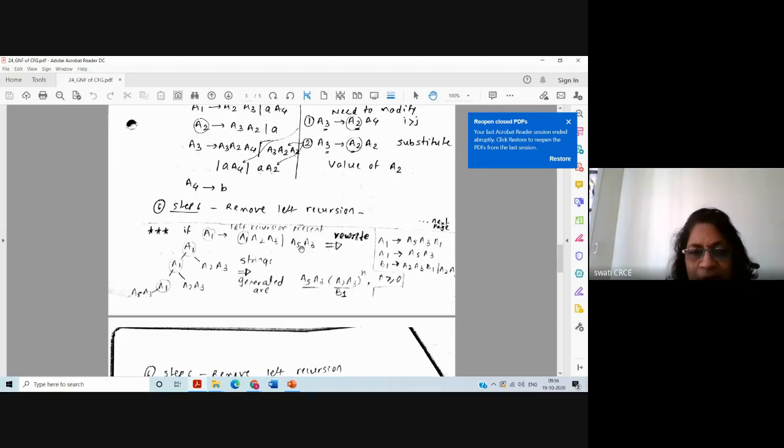A1 is equal to A1 A2 A3. And here A1 is represented in the form of A1. So here the left recursion is there. We can stop the recursion by applying the second rule. If we say that A1 is equal to A5 A3, then the recursion is stopped. So this is the recursion stopping condition, and this is the recursion present over here.